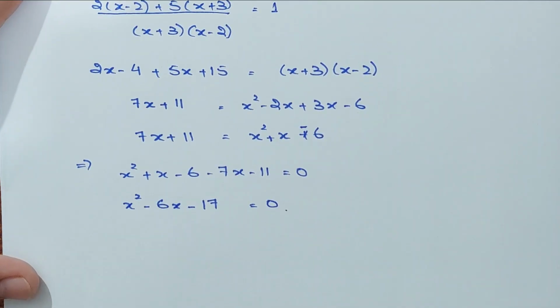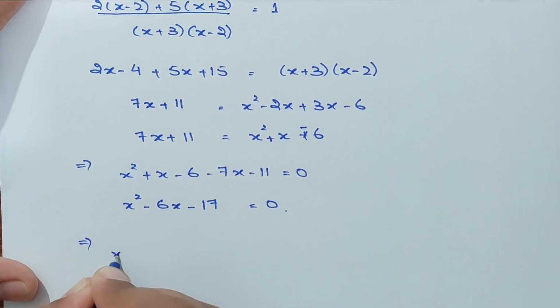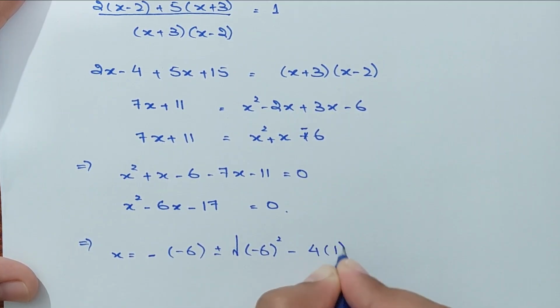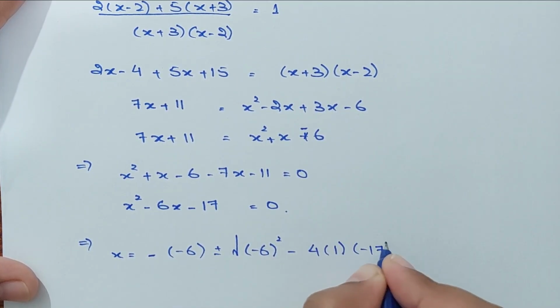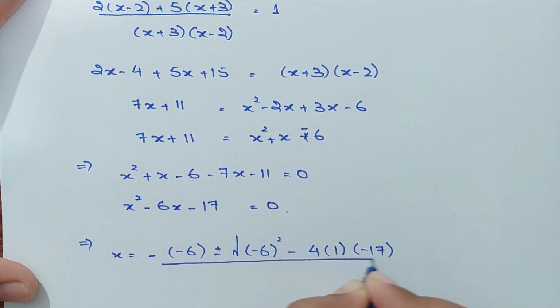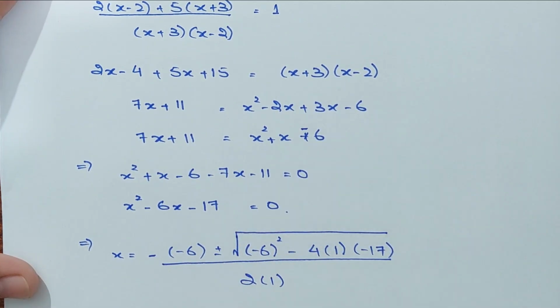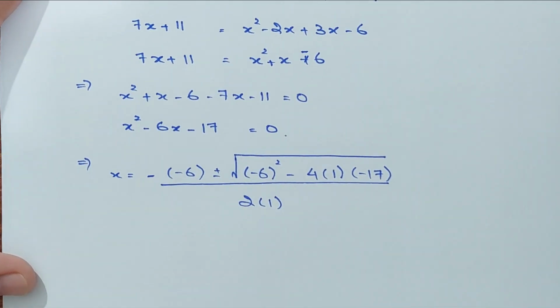Let me apply the quadratic formula over here. We have x equals negative of the b value plus or minus the square root of b value square minus 4, a value is 1, and the c value is negative 17, divided by 2 times the a value, the square root. Now let me simplify on the calculator.